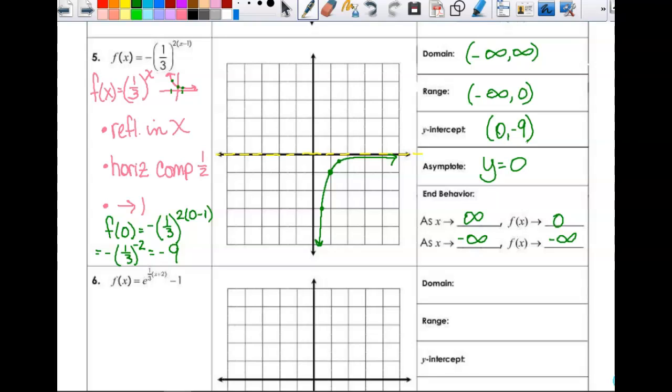What questions do you have? All right. On number 6, get the parent function written out and sketched and write down your transformations. Then we'll check those and then we'll graph it together.